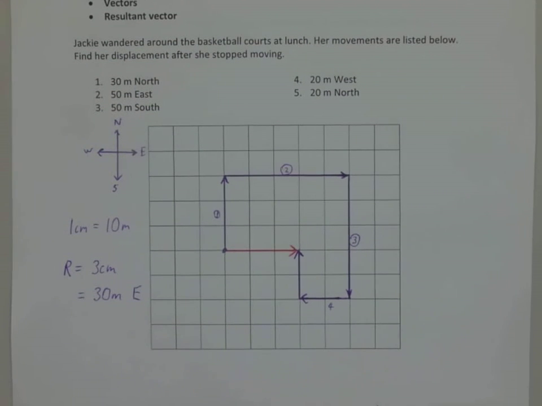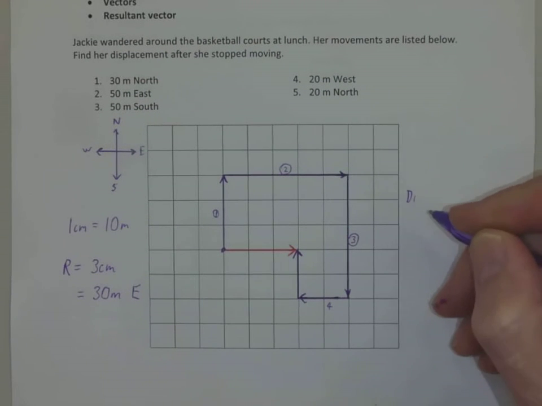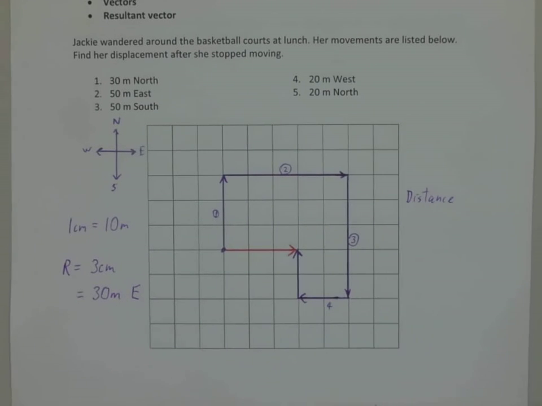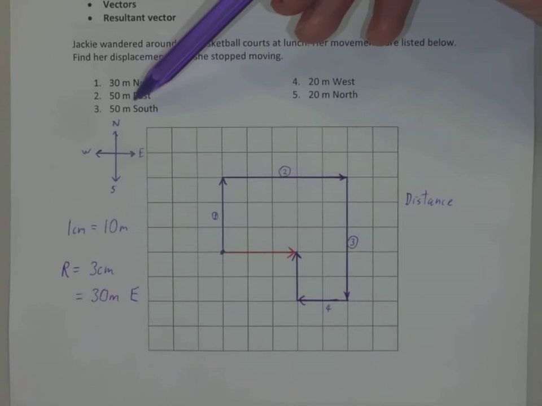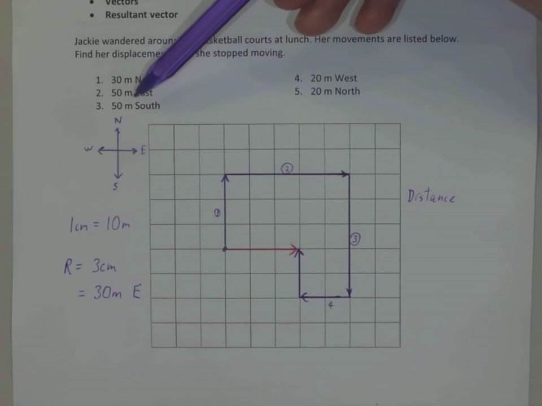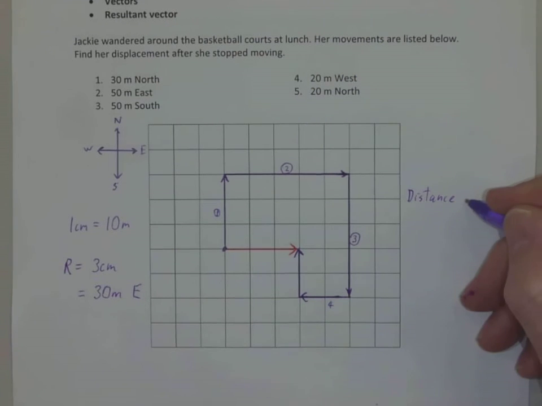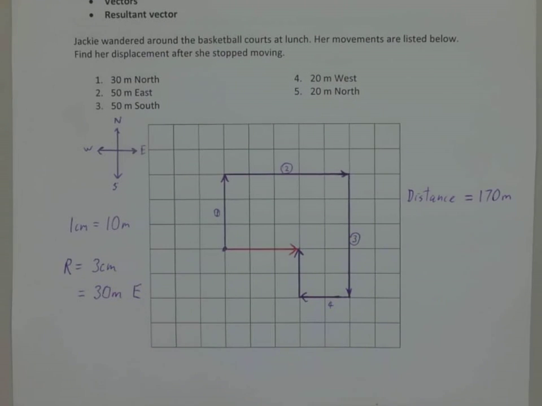Now, the actual distance travelled by Jackie is not 30 metres at all. Distance is a scalar. So we've got 30 plus 50 is 80, plus another 50 is 130. Plus 20 is 150, plus 20 is 170 metres. That's her distance. Magnitude, no direction.